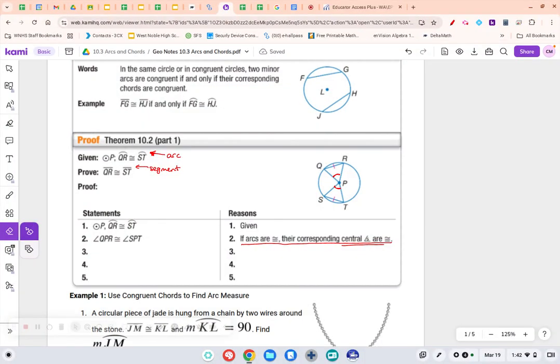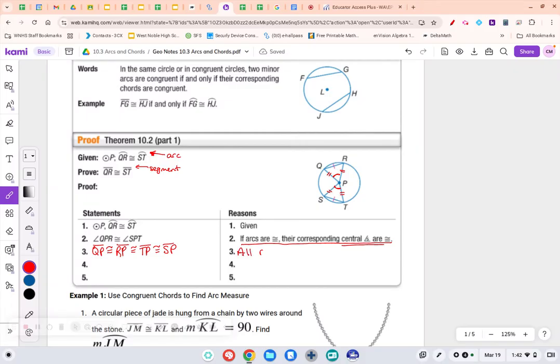Step 3, we can say all of these segments are actually the same length. And we know that's true because they are all radii, and all radii of a circle are congruent. So we can say that QP is congruent to RP is congruent to TP is congruent to SP. They are all the same because they're all radii. So to write that concisely, all radii of a circle are congruent. That's just true.